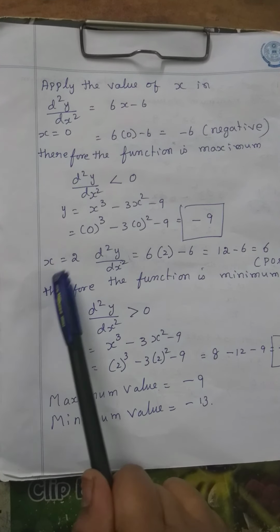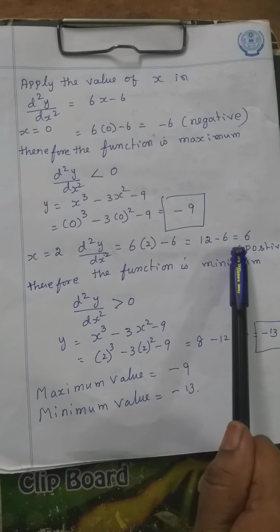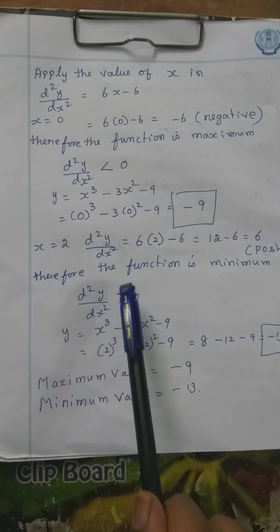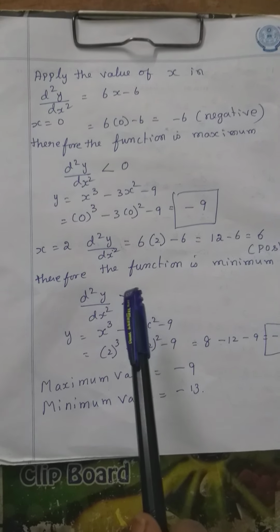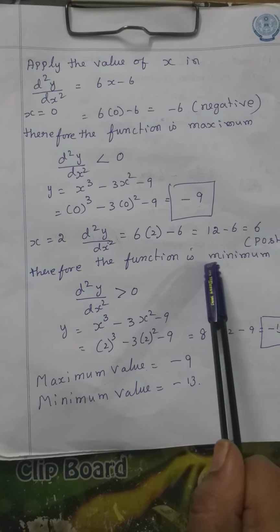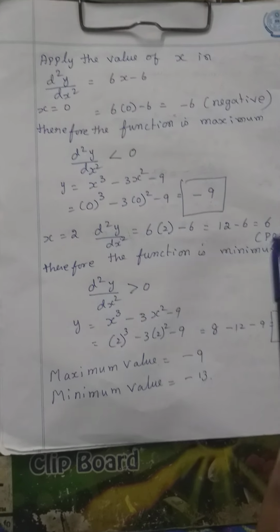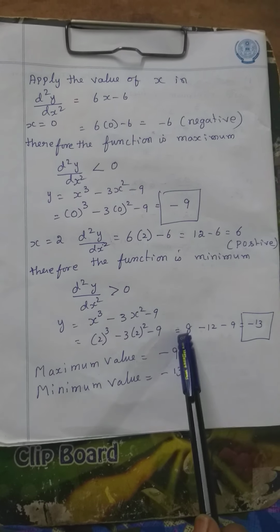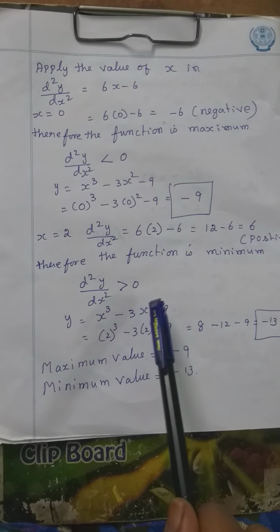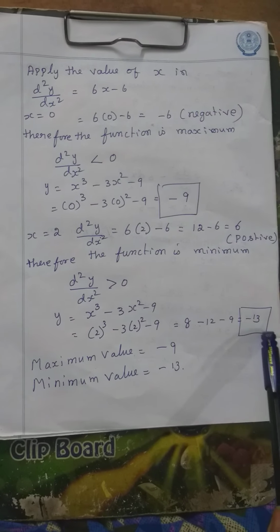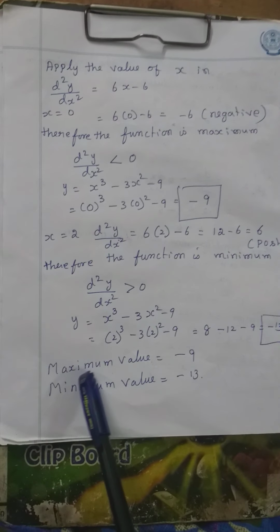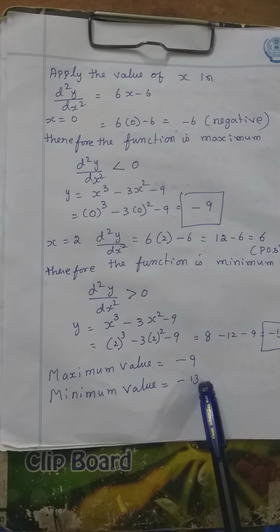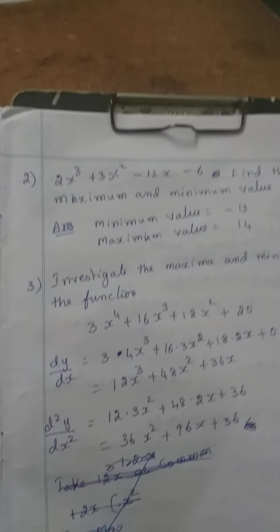Then come to the next, x is equal to 2. You get the value 6, that is positive. So d squared y by dx squared is greater than 0. So the function has a minimum value. Now you have to apply the value of x in x cube minus 3x squared minus 9. So you get the value of minus 13. Write the answer as: maximum value is minus 9, minimum value is minus 13.